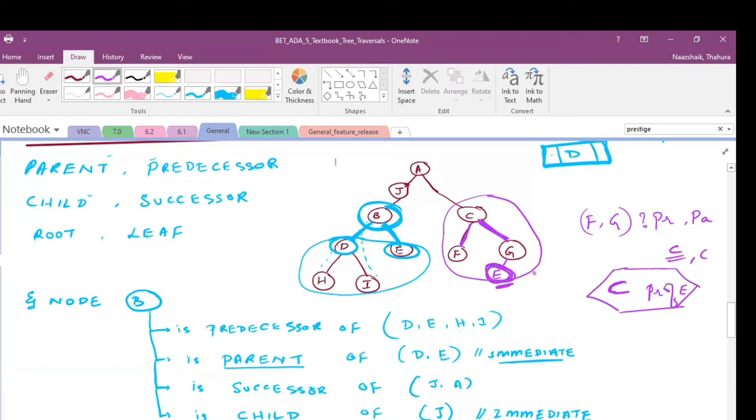Why no? See, there is a difference between predecessor and parent. Predecessor means it's like your grandfather types, if we talk about relationships. Anywhere in your generation, if it is connected, it is a predecessor. C is like a grandfather of E. It's not directly connected, but if C is not there, this whole thing will not be there. Even E will not be there. So C is predecessor of E. Okay, this is true.